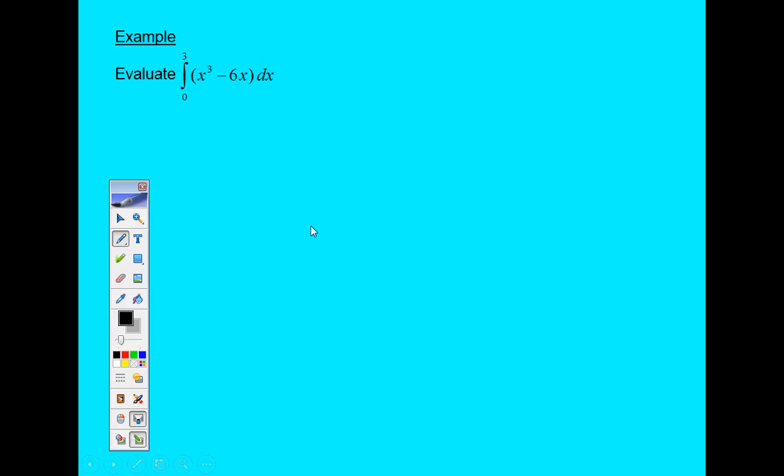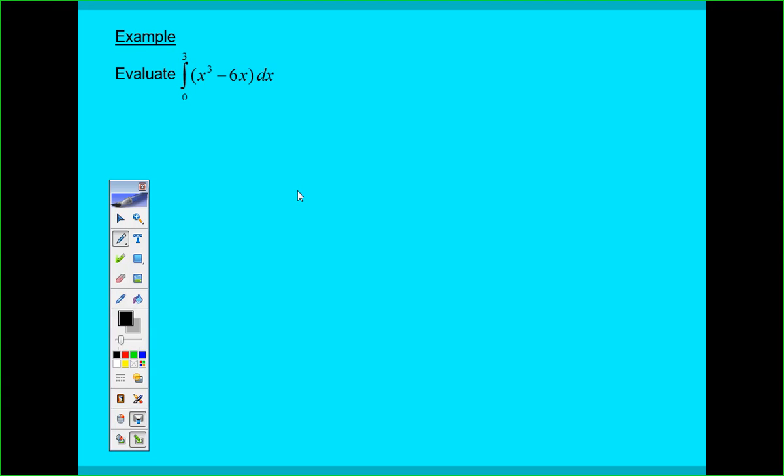Now this is a definite integral, so we would anticipate getting a value for our answer when we evaluate this. Now I'm going to do this all together. I'm not going to split this one up like we did the last one, so I'm just going to find the antiderivative of x cubed, that would be x to the fourth divided by 4 minus 6x squared divided by 2 evaluated from 0 to 3.